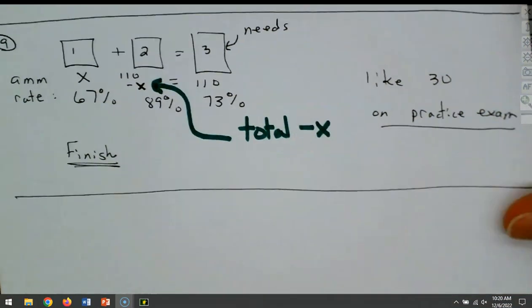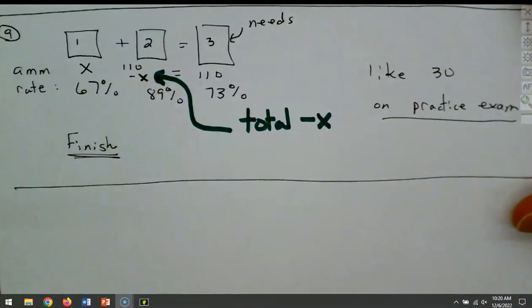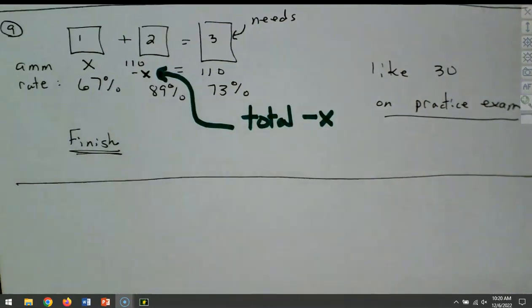So that's going to be like question 30 on your practice exam. Right, so you can build the equation and you can finish it. So that took care of 7 and 9, which were the two mixture questions. 26 is next.